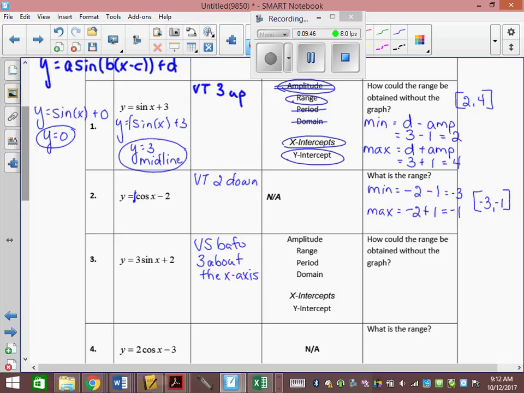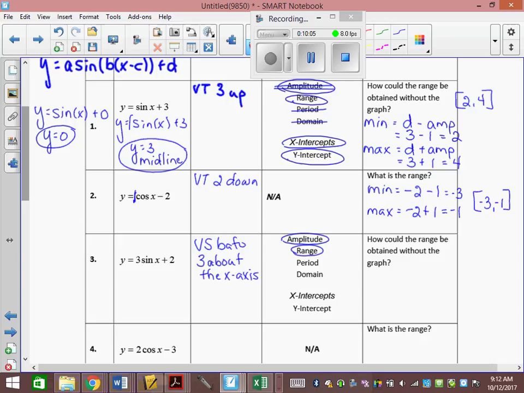It affects the amplitude, because it's going to make it taller or shorter. It affects the range, because it's going to make it taller or shorter. Is it going to affect the period, the width-wise, or the domain? No. Is it going to affect my x-intercepts where they occur?